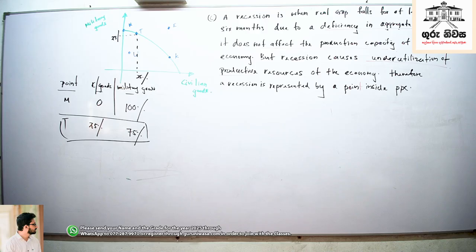Remember, the axes should be properly labeled, right? The origin should be there. An arrow should be there: if the PPC shifts to the left or right side, the arrow shows the direction. These are compulsory points.